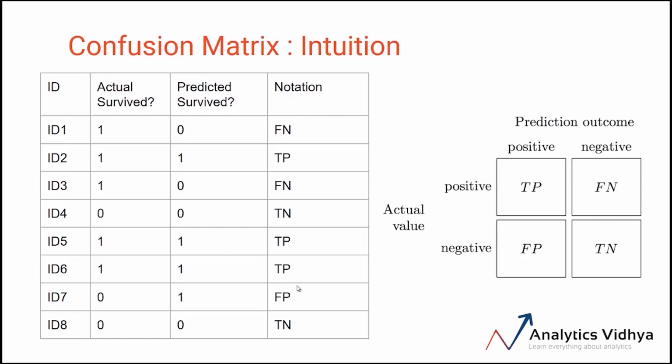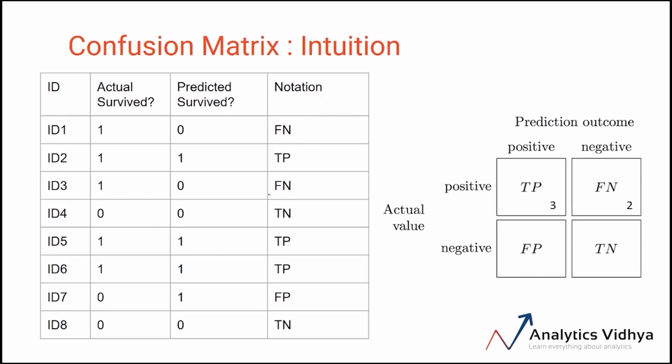Count the number of true positives, false positives, true negatives and false negatives. We'll start by counting the true positives. So here I have 3 true positives, so I can write 3 in this cell. Now let's count the number of false negatives. So I have 2 false negatives here, so in this cell I will write 2.